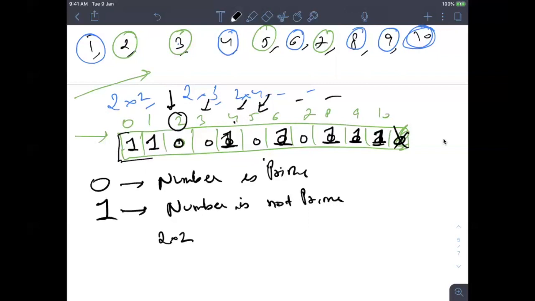Hello. Yes, sir, clear. So let's quickly write the code for it.